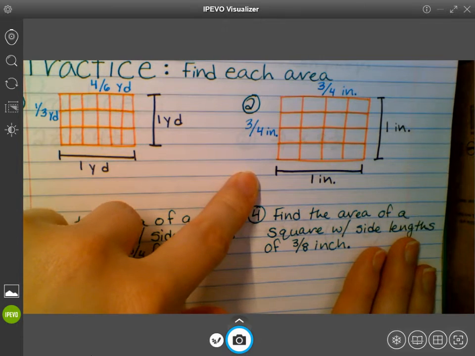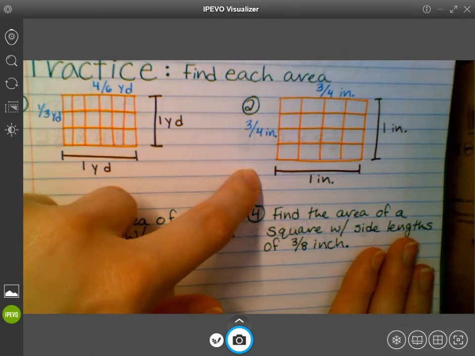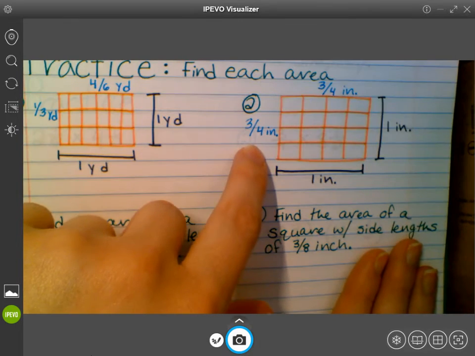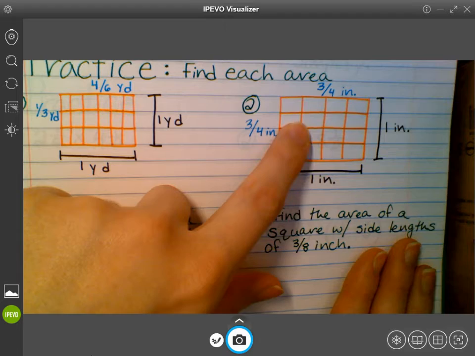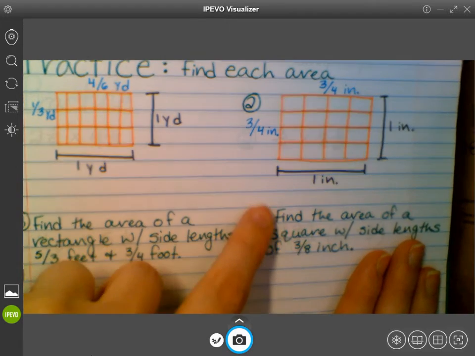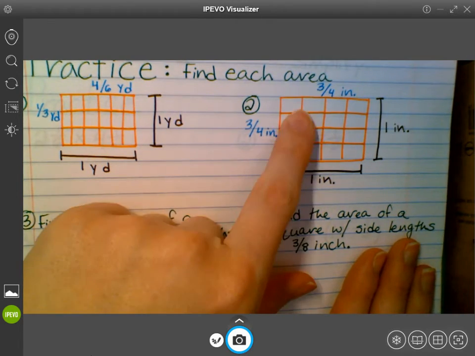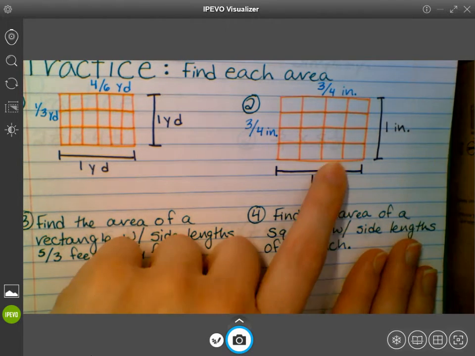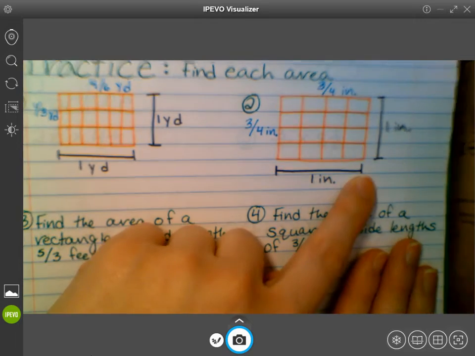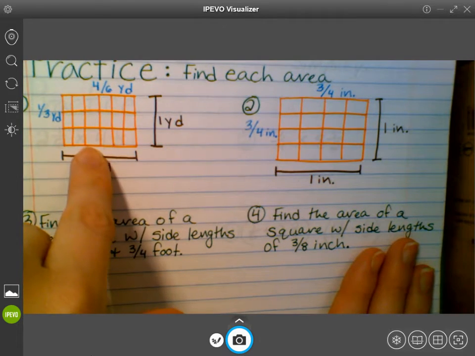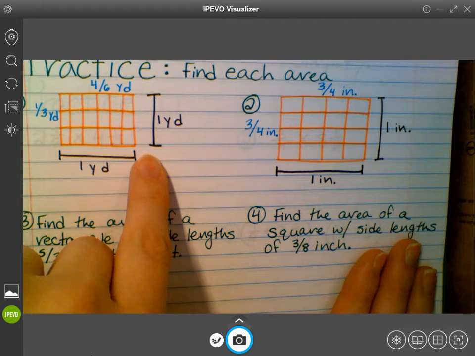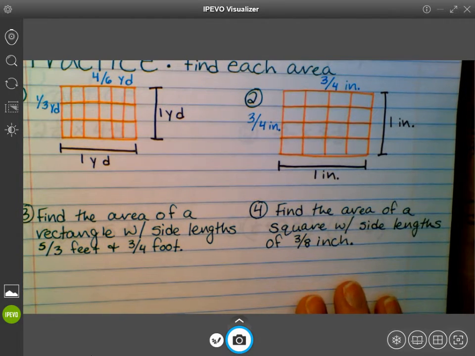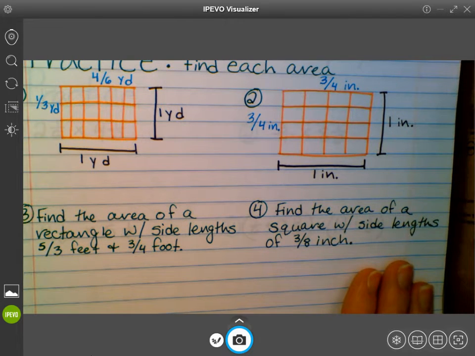This second one, it's similar, except it's different because we have two different fractions. So we have 3/4 inches as what we're finding. This one split into 4 rows, so again, I just use 4 of the lines on my notebook paper, and then 4 columns. So it's a 4 by 4 square or rectangle. And this one is 3 by 4.